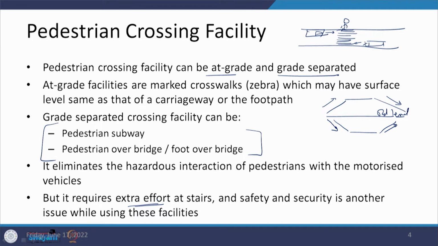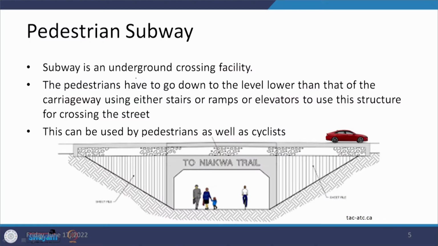Another thing is, now they are going out of view, so the visibility with respect to the other elements or other users is going to be less, and therefore, there can always be a concern of safety and security of these types of users. So, we have to give some emphasis to these things also when we are designing the facilities, either a subway or an overbridge. Now, let us start with the first one, that is a pedestrian subway.